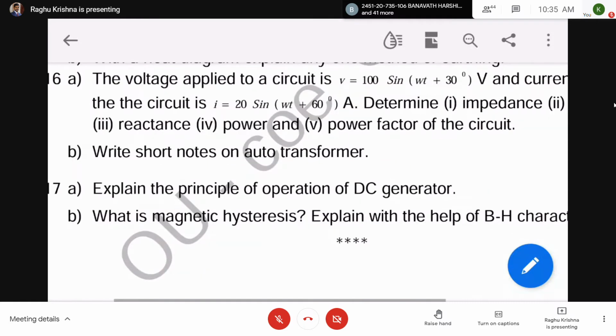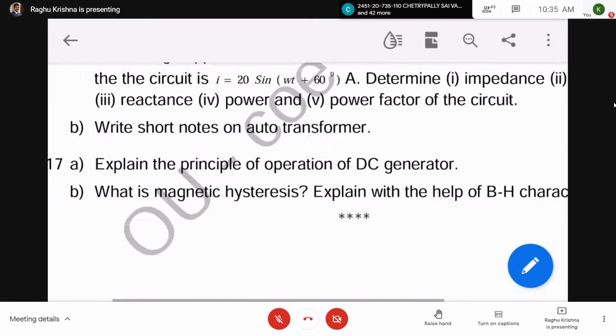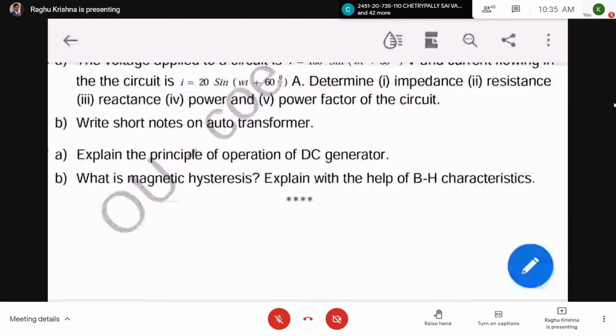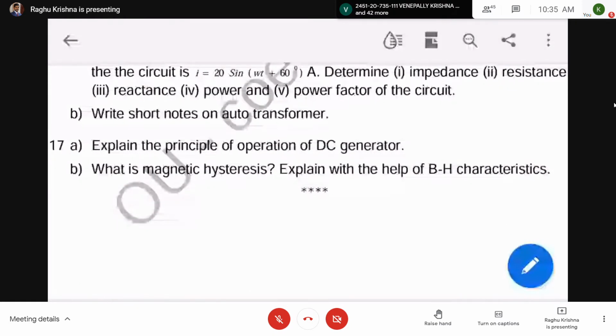17th B. See, what is magnetic hysteresis? Explain with the help of BH characteristics. In the last class I explained about the BH curve. So you have to draw the BH curve, then draw the hysteresis loop, and explain about the magnetic hysteresis. The area of the hysteresis loop is proportional to the hysteresis losses, or you can say losses are proportional to the area of the hysteresis loop.